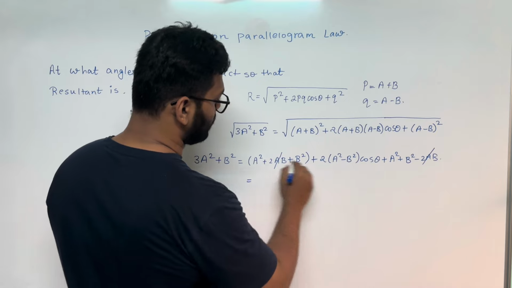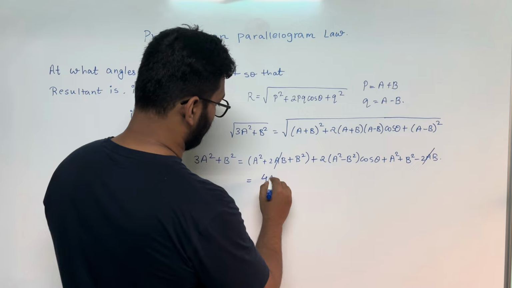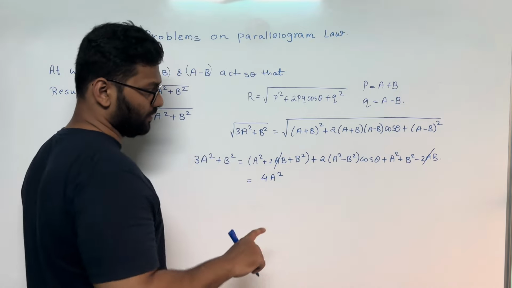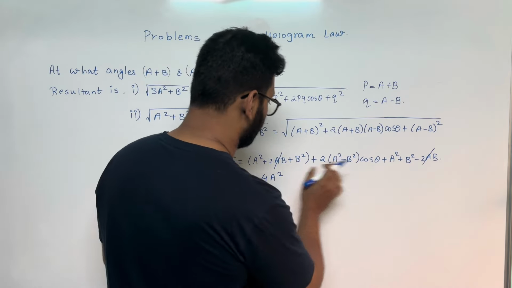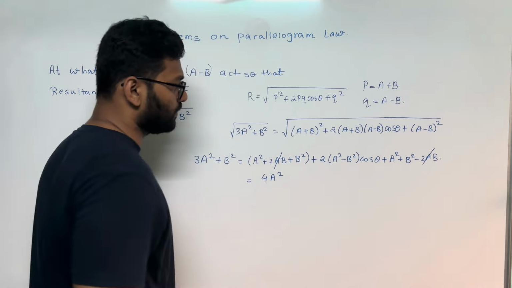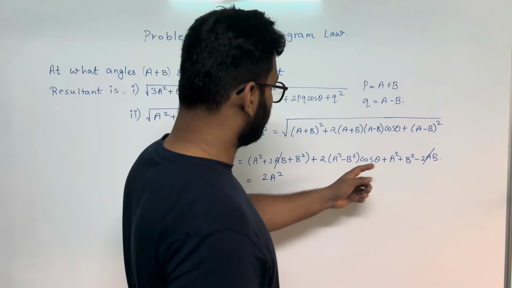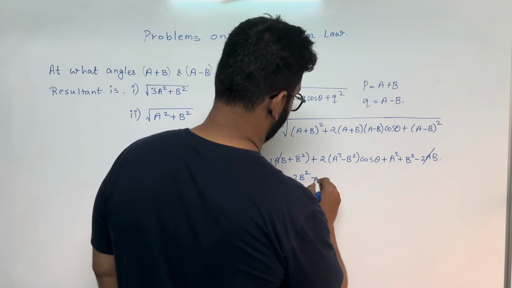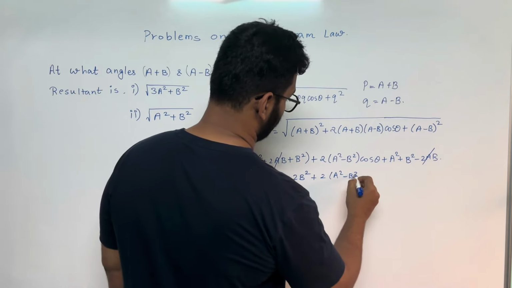Okay, so a square plus 2a square plus a square is going to be 4a square. So we have to write 4a square here. B square minus 2b square will be minus b square, plus b square is 0. So of course, oh sorry, this is into cos theta, right? So a square plus a square should be 2a square, b square plus b square is 2b square, plus 2 times (a square minus b square) cos theta.